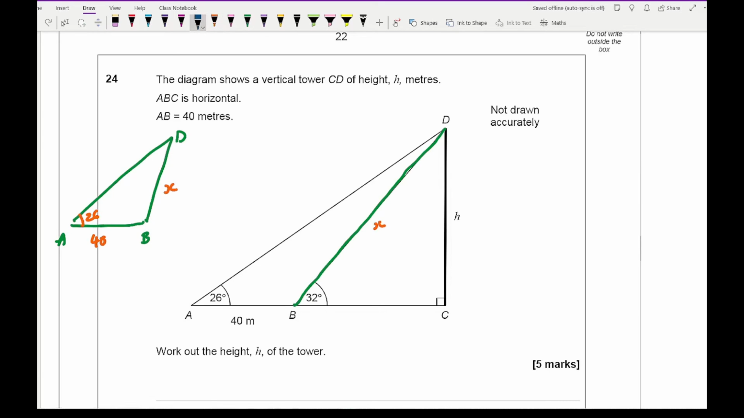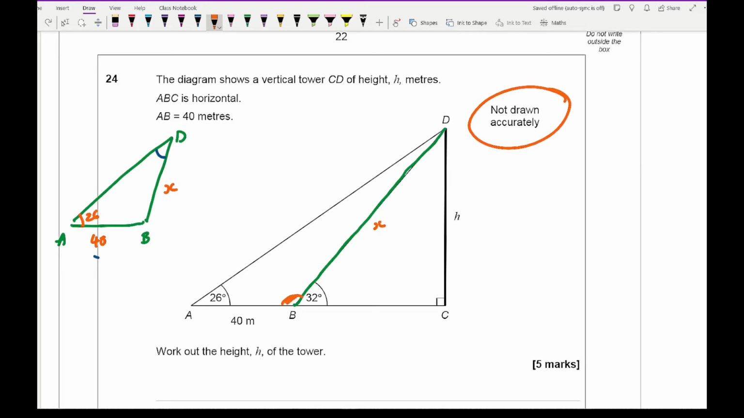Now in order for me to work out what X is, I either need to know the length of AD or I need to know what one of the angles is. As I know that I'm going to be using the cosine or the sine rule, I need to work out opposite sides and opposite angles. They've given me 40, so the angle I need to work out is going to be this angle here. Unfortunately, I can't just use the protractor because it's not drawn accurately. So what I need to do is work out what angle D is going to be.